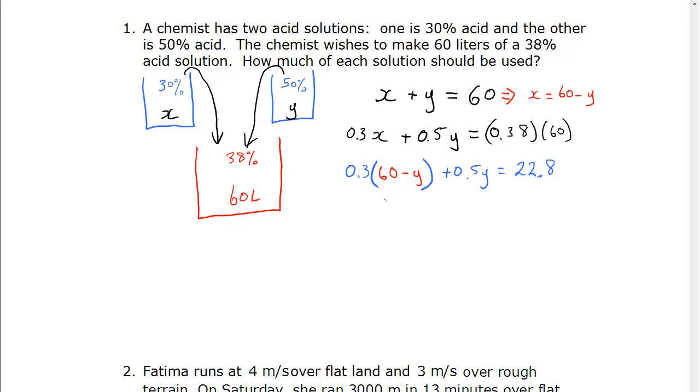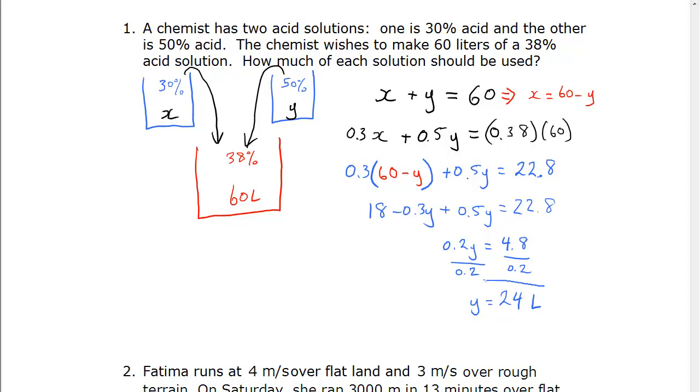We multiply this part out then, we end up with 18 minus 0.3y, that's multiplying in the 0.3, plus 0.5y is equal to 22.8. Move the 18, add these y's, so we end up with 0.2y equals 22.8 minus 18 when it comes over, which is 4.8. Divide each side by 0.2. We end up with y equals 24 liters.